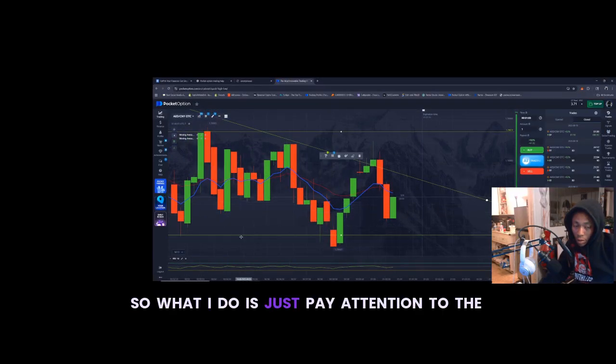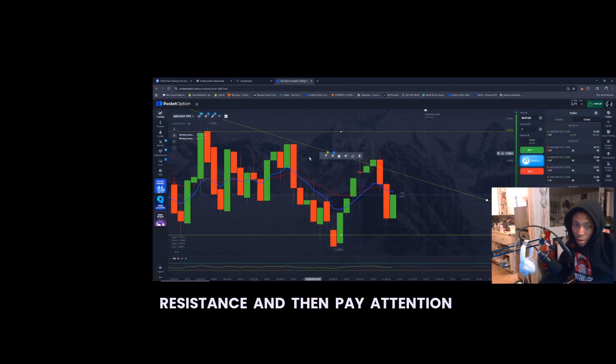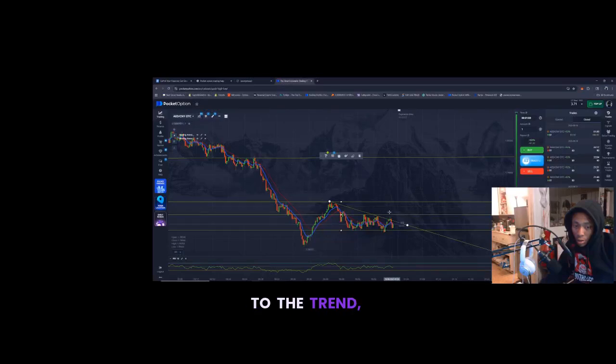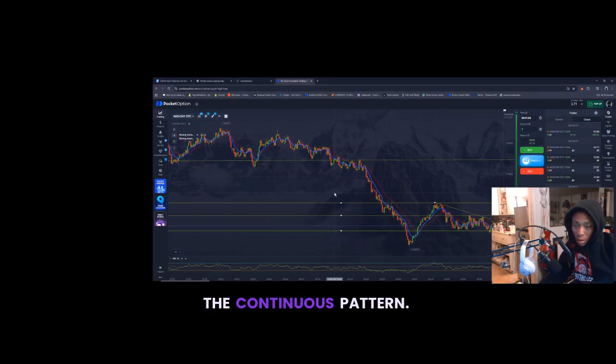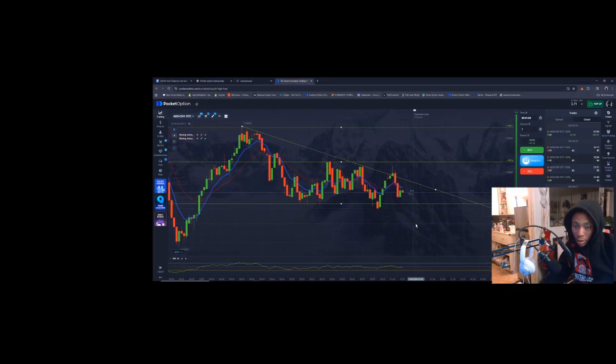So what I do is just pay attention to the support, resistance, and then pay attention to the trend and the continuous pattern. And it makes it easy to predict the direction of the candlestick.